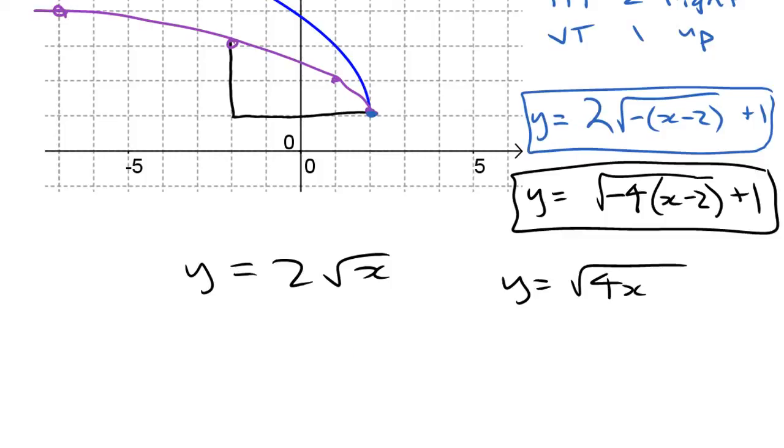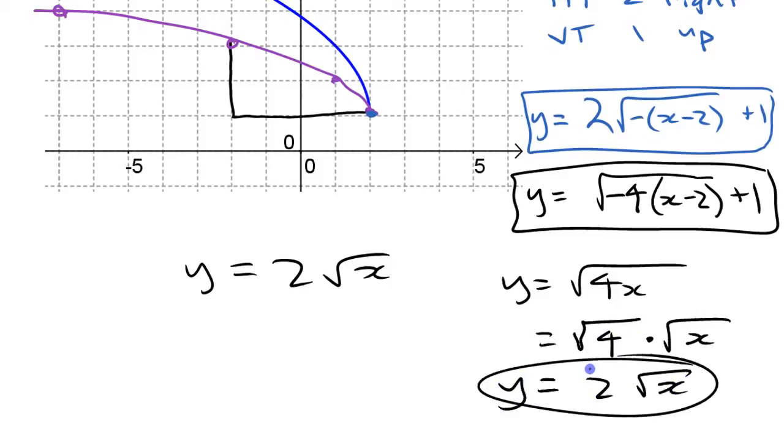Now you can show they're the same if you take either one of these and try to change it algebraically to the other one. You have no doubt learned that working with radicals, the square root of two things multiplied, you can write as those two square roots individually. And the square root of 4 is a 2, right? And there's your function. It looks the same.